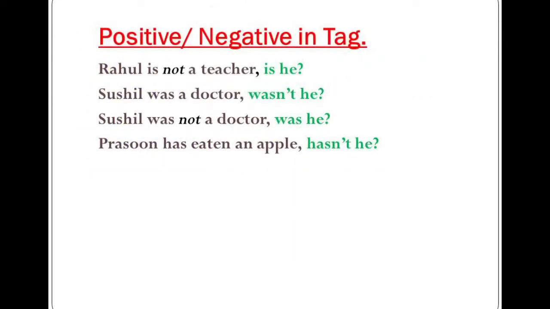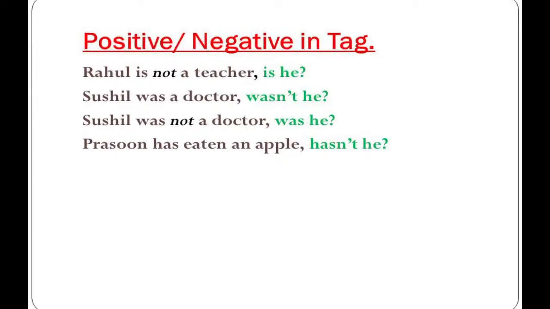There are some examples of positive and negative tags, how we use a positive tag and how we use a negative tag. For example, Rahul is not a teacher. Watch very carefully: there is use of not, and there is an auxiliary verb also. If there is an auxiliary verb, it becomes quite easy for us, because the same auxiliary verb goes on the tag. That is why, is he.